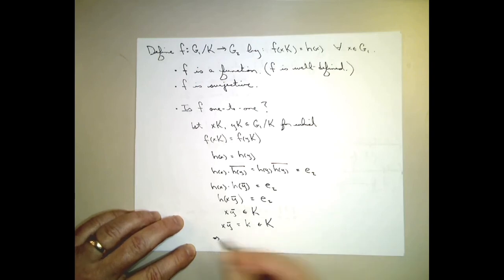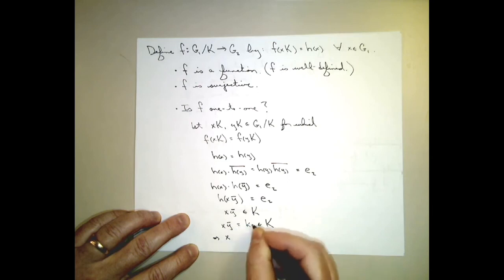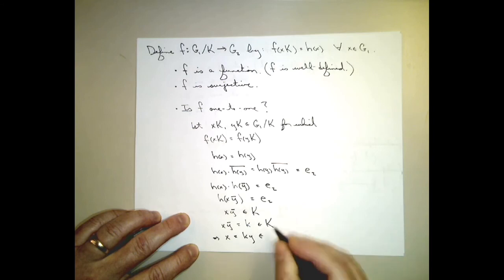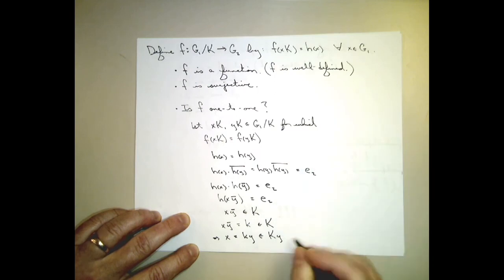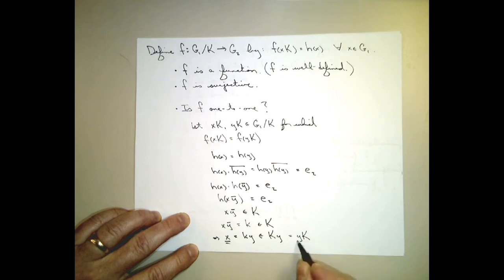But that tells me that I'm going to multiply both sides of the equation by y. Whenever I do that, that tells me x is equal to k times y, which of course is inside of the right coset, ky. But K is a normal subgroup, and so that's the same as yk. So that tells me that x is in yk.